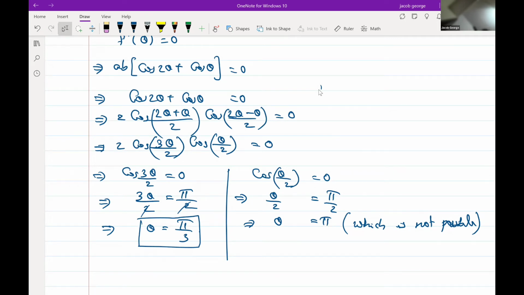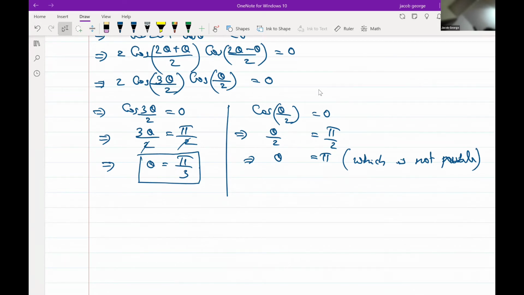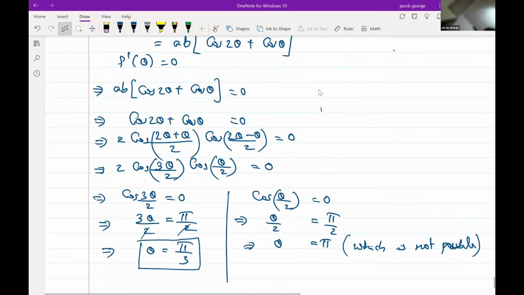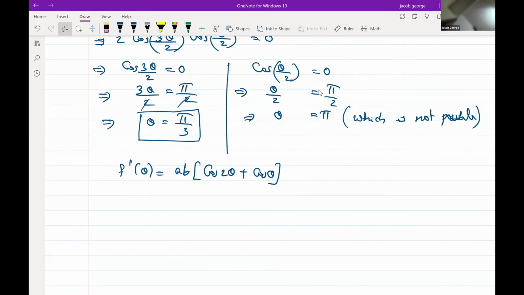So next step, you will find out the second derivative and prove that the second derivative is negative. For maximum area, second derivative must be negative. So I will copy the first derivative. Hope you all completed till this step. What was the first derivative? F dash theta is AB into the simplified form cos 2 theta plus cos theta.